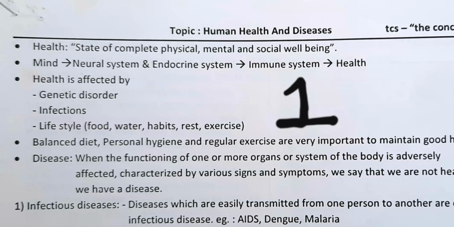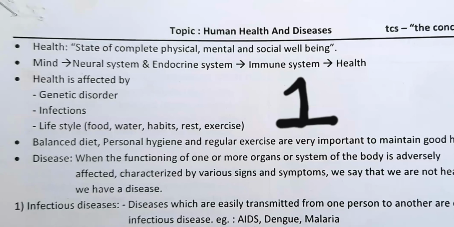When the functioning of one or more organs or systems of the body is adversely affected, characterized by various signs and symptoms. In your body, there are plenty of organs and several systems. When an individual organ or more organs, or one or more systems are affected negatively, certain signs and symptoms appear in the body. We say that one is suffering from a disease condition. That's the definition of a disease condition.